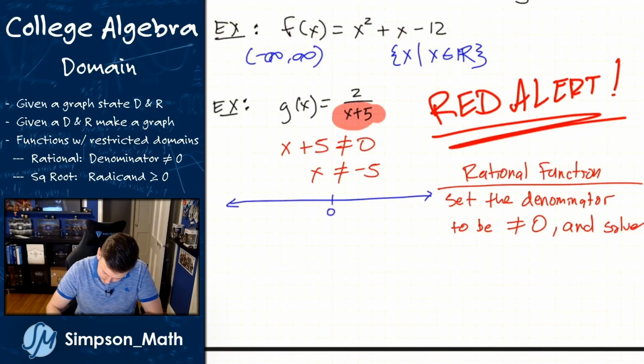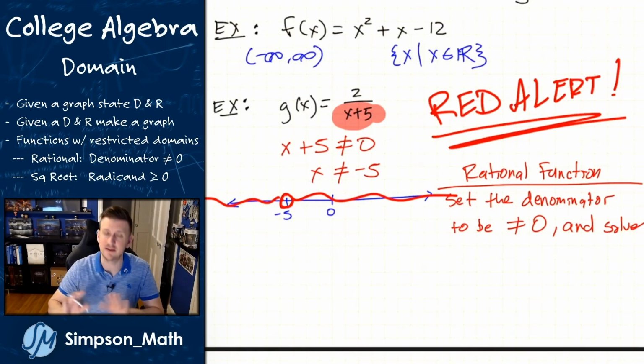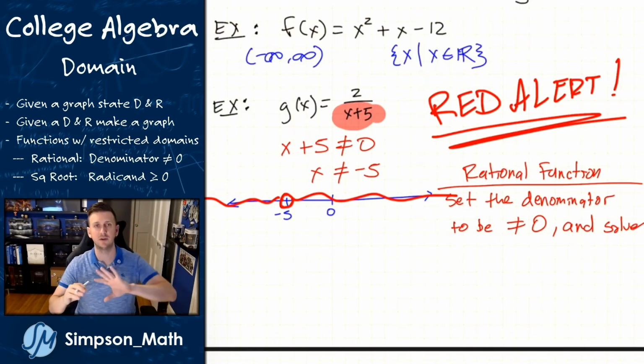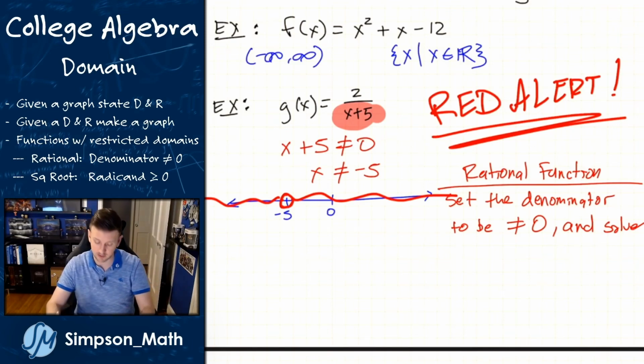There's 0. There's -5. I have a big old open dot, make that thicker, open dot at -5, and everything else is fine. All right? So what would be our domain here? Well, our domain, and at this point, we're just talking about domain. I know we talked about range at the beginning, but here on out, we're only looking at domain.